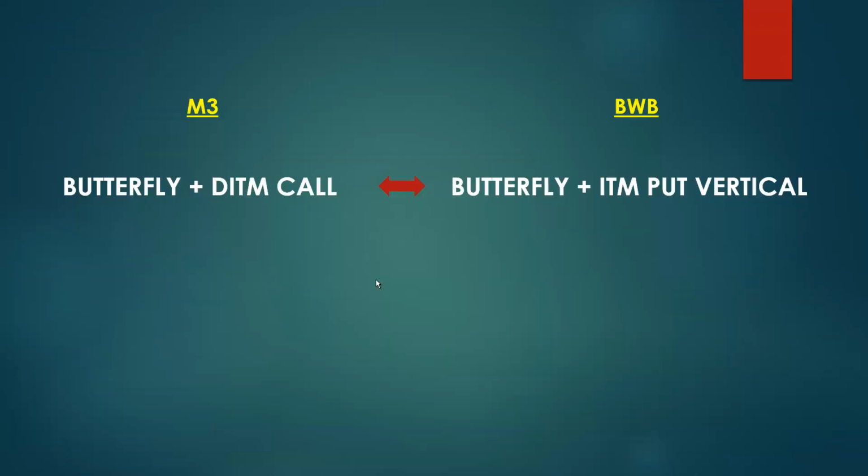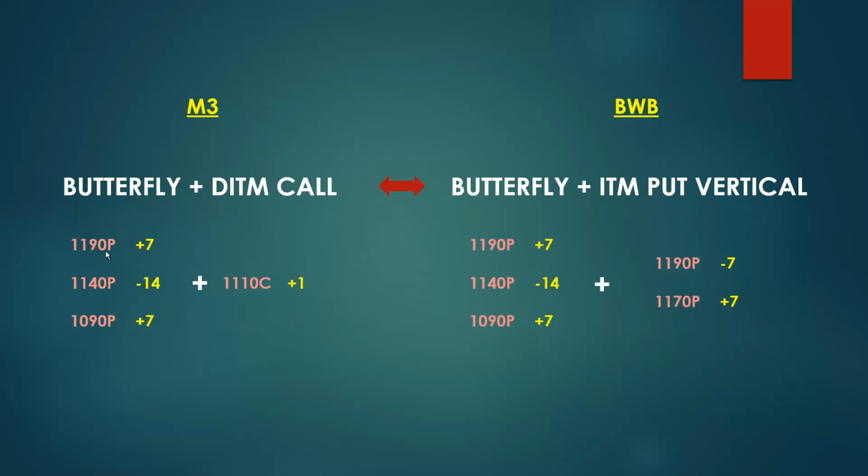So if I set them side by side like this, I've got an M3 on one side, which is a regular butterfly here, plus the deep in the money call. And on this side, I've got a broken wing butterfly, which is the same regular butterfly plus a vertical spread. Since these two are identical, I can remove them from both sides. And what is remaining is a call versus a put spread.